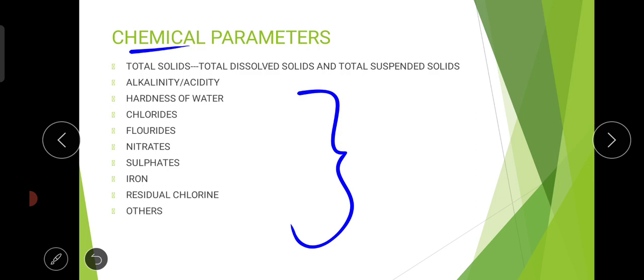So here the total hardness is of two types. One is temporary hardness, another one is permanent hardness. Temporary hardness is caused due to the presence of carbonates and bicarbonates. Permanent hardness is caused due to the presence of sulfates and other salts like nitrates. Temporary hardness can be removed just by boiling water, whereas permanent hardness can be removed only by three methods.